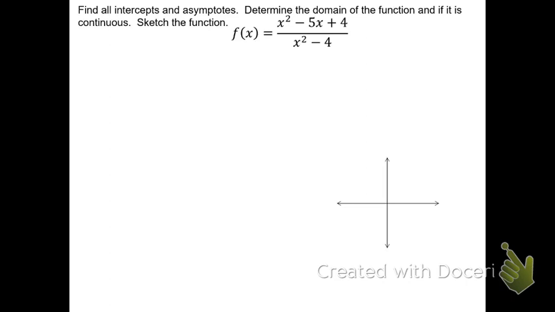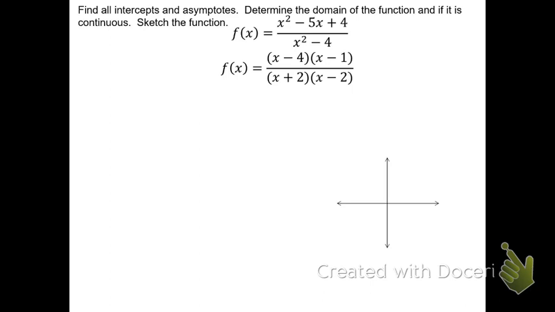All right, hopefully I've had a chance to work this one out. Let's start by factoring to see if we have any common factors that we can say are holes instead. So I'll factor it, and I get f of x equals the quantity x minus 4 times the quantity x minus 1, all divided by the quantities x plus 2, x minus 2. There's no repeated factors, so there's no holes here.